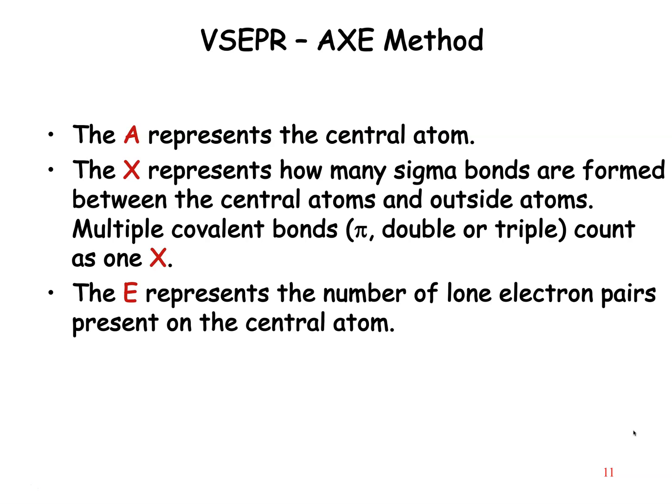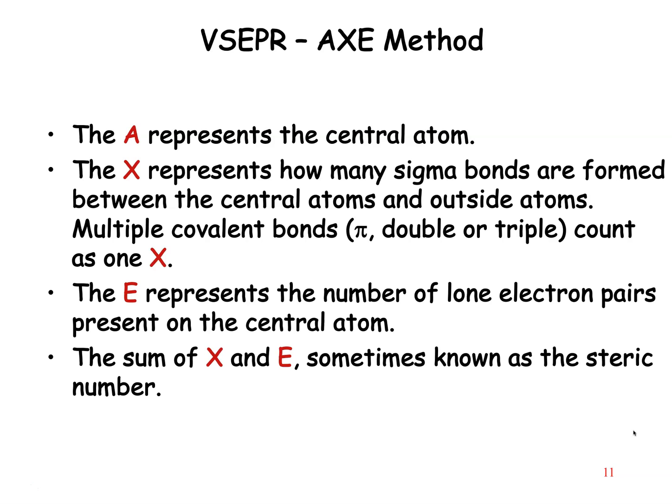Students tend to look at their entire structure, they see a bunch of lone pairs everywhere, and they add them all up. No, it is only on the central atom. Lastly, if we add up X plus E, we get this thing called the steric number, which will play more of a role when we get to hybridization. Questions?